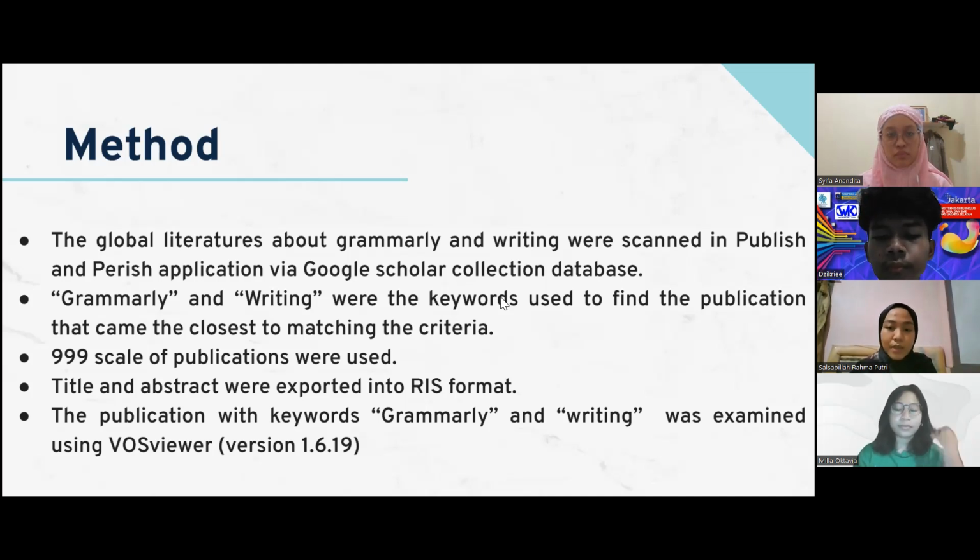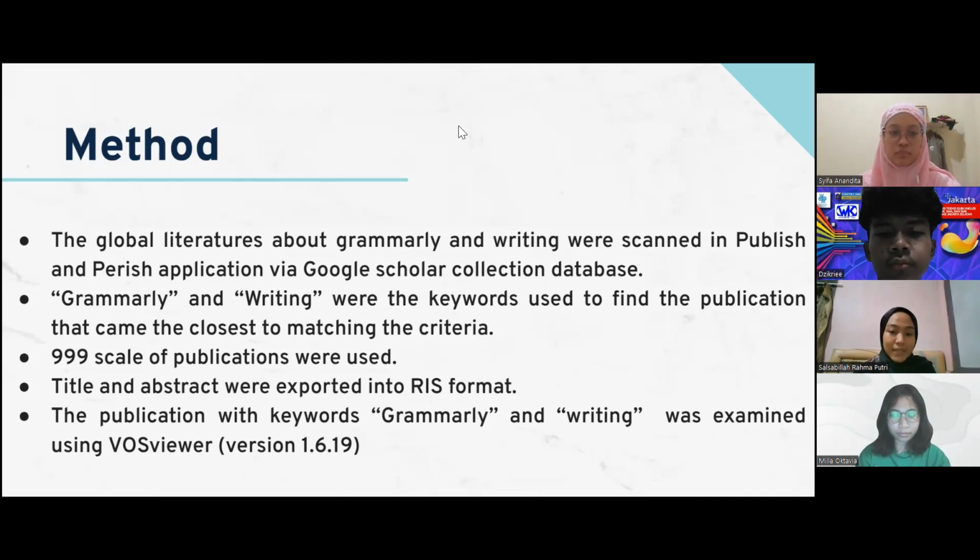Thus, we chose to examine 999 publications. Titles and abstracts for the documents that complied with the requirements were exported into RIS format. The retrieval took place on March 10, 2023. And then the publications with keywords Grammarly and writing were examined using VOSviewer version 1.6.19 to determine the most recent tendencies of Grammarly as an AI to learn writing.